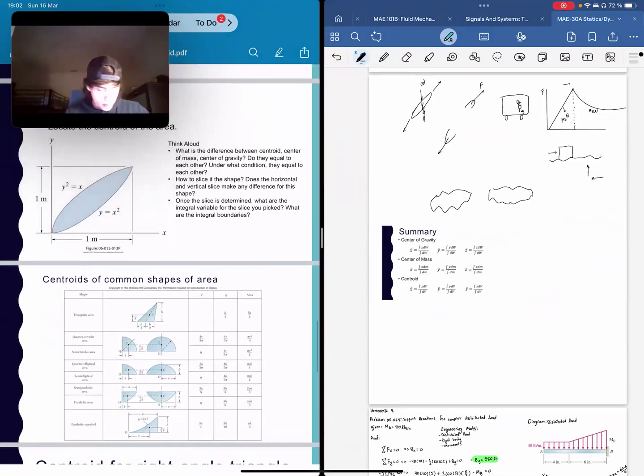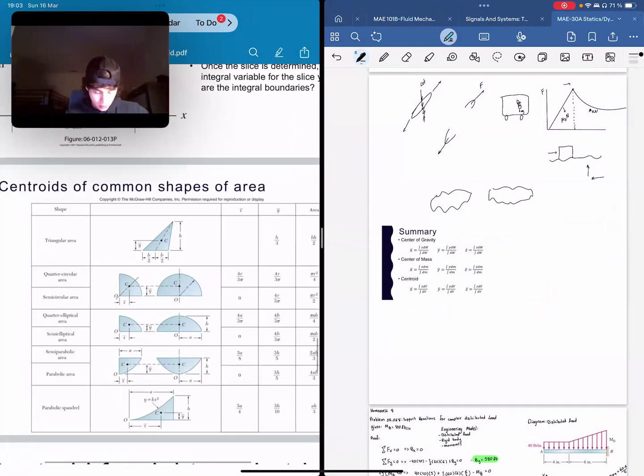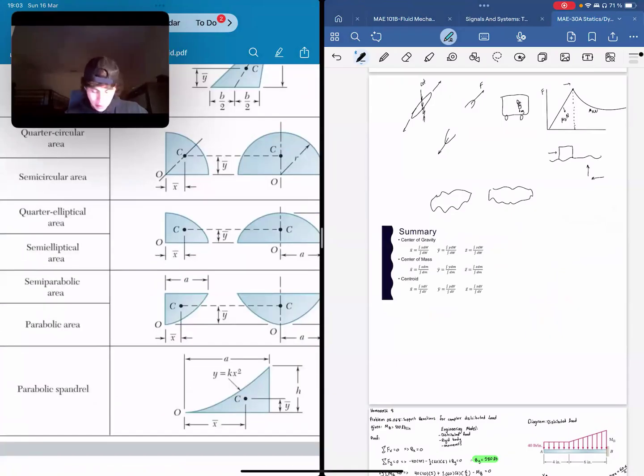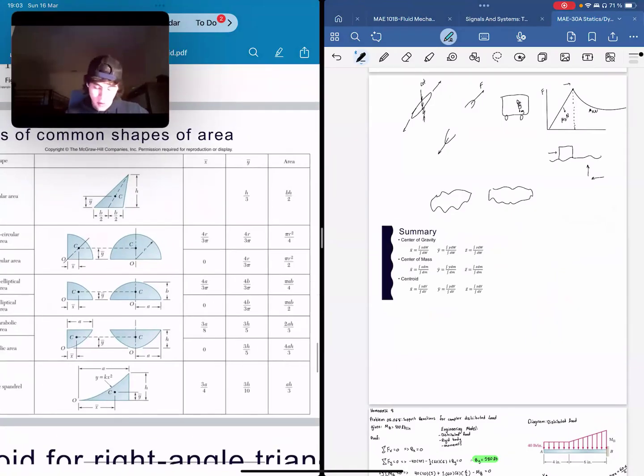So just a quick recap: each shape can have a different centroid. Well, not can have, it will have a different centroid. So there are some centroids that you could either compute or they are already tabulated on a table. For triangles, for semicircles, or for parabolic areas, it is governed by these equations. So if we have those parameters, I could find it that way.